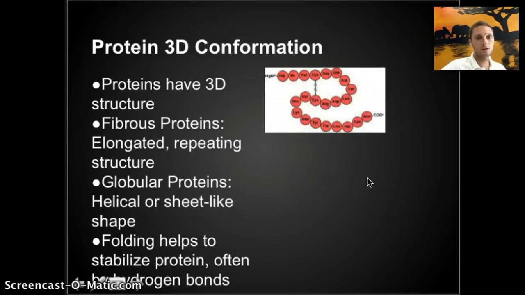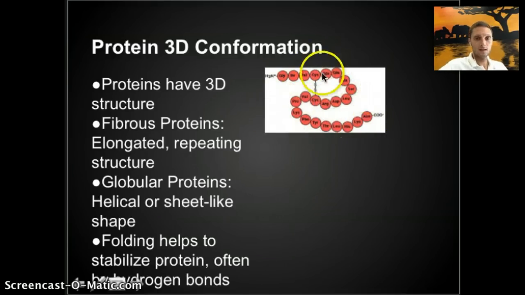The 3D structure is really determined by the amino acid sequence, and so we start to see that a little bit here. These are all different amino acids, and so here we can see a hydrogen bond, and the structure of it is actually determined by the sequence. So these two amino acids are hydrogen bonding between one another. This is a primary structure.